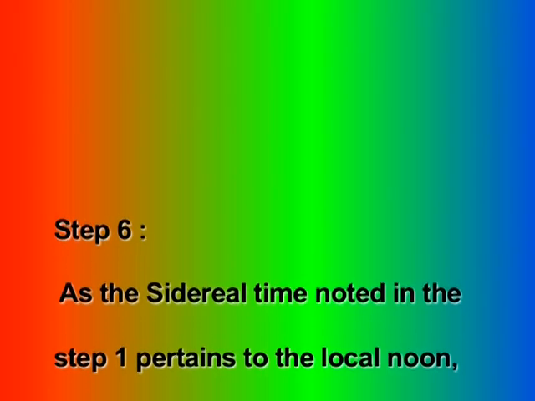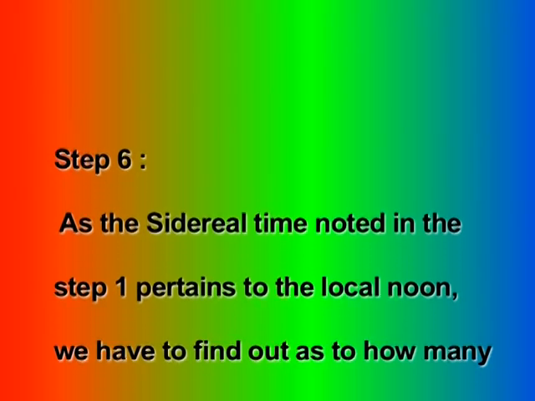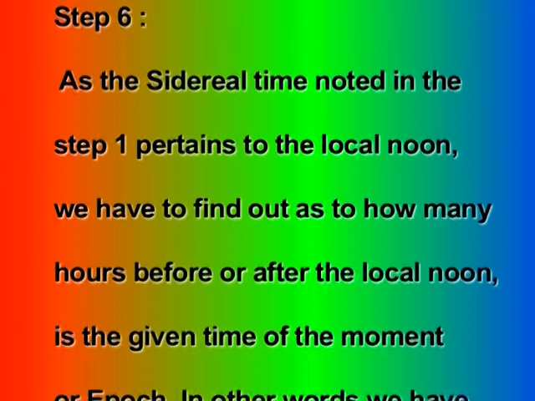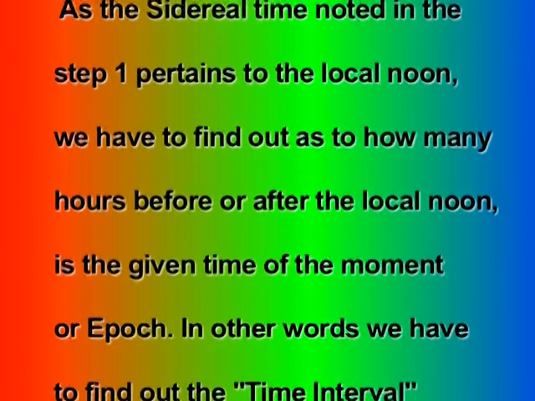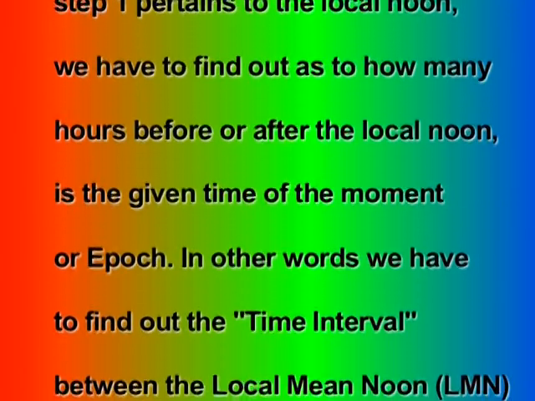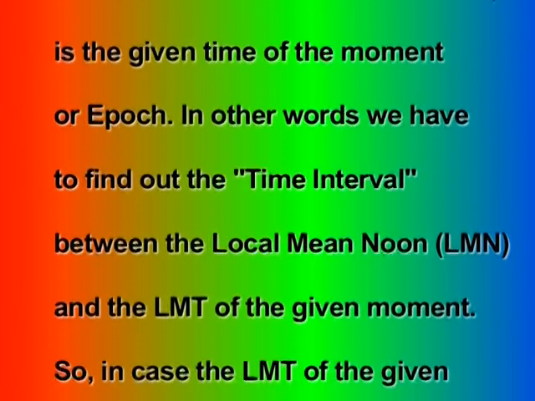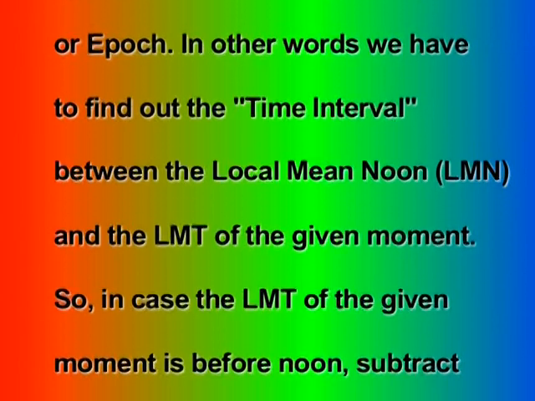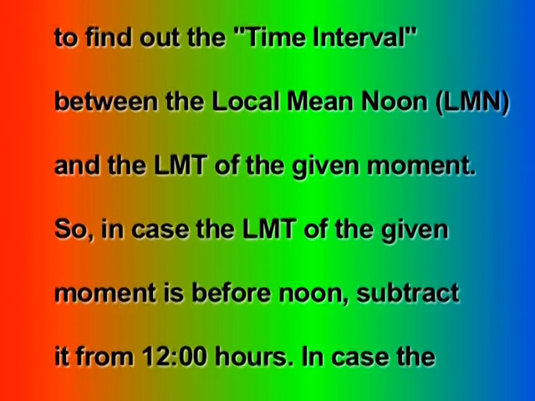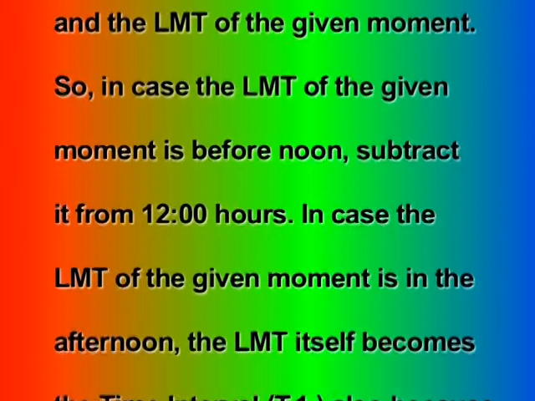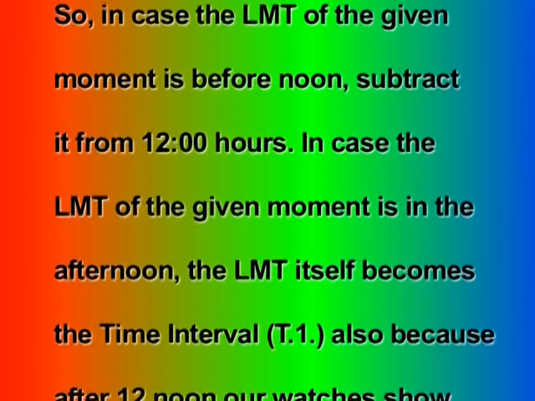Step number 6. As for the sidereal time noted in step 1, we have to find out how many hours before or after the local noon is the given time of the moment, or in other words, we have to find out the time interval between the local mean noon and the LMT of the given moment.